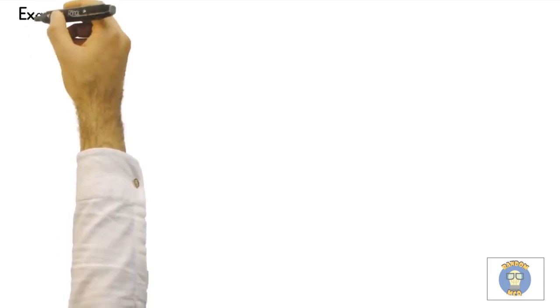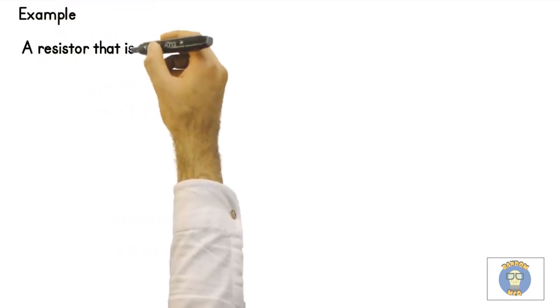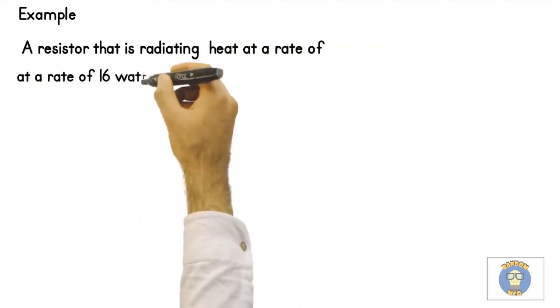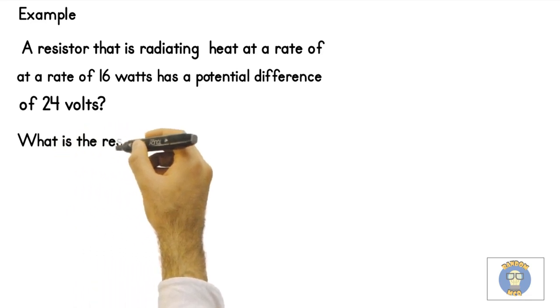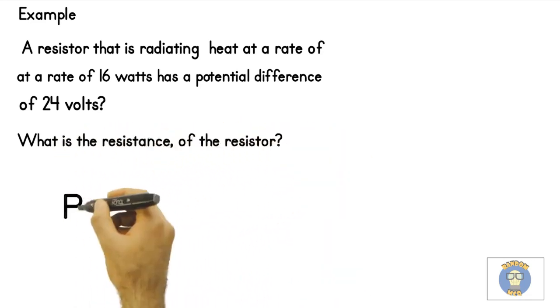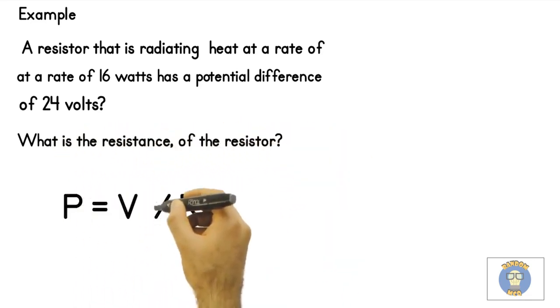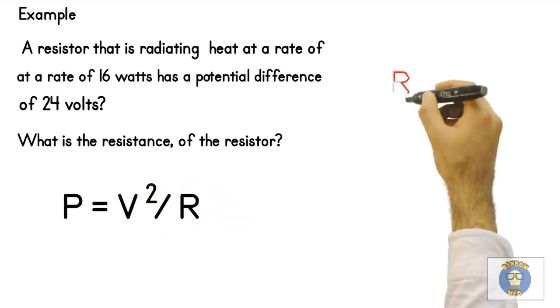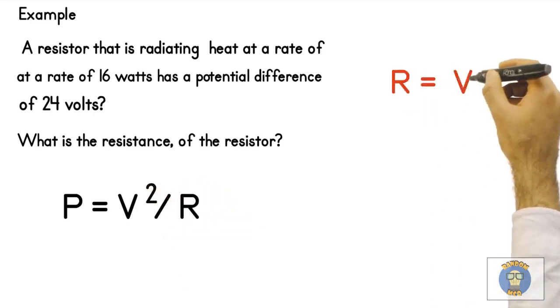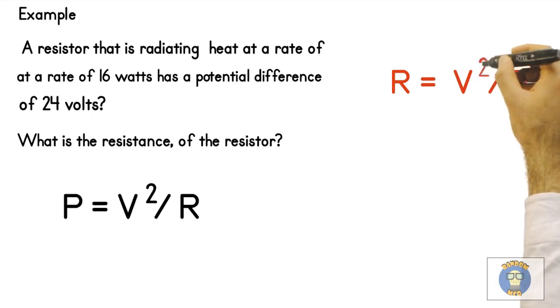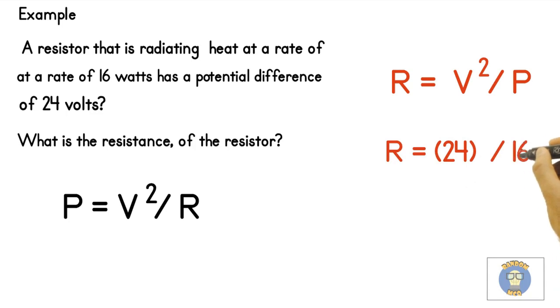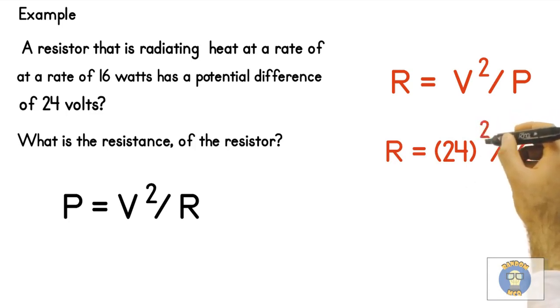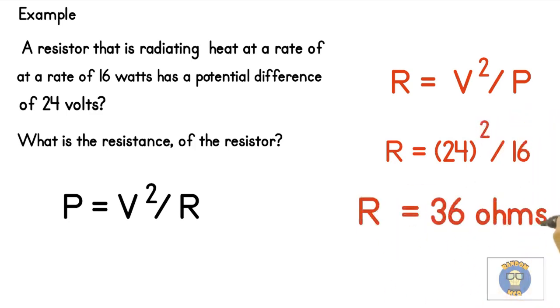Let's have an example. A resistor, that is radiating heat at a rate of 16 watts, has a potential difference of 24 volts. What is the resistance of the resistor? Using the formula, P is equal to V squared, divided by R, it can be rearranged, so that R is equal to V squared, divided by P. Resistance R is equal to 24 squared, divided by 16. Resistance is then equal to 36 ohms.